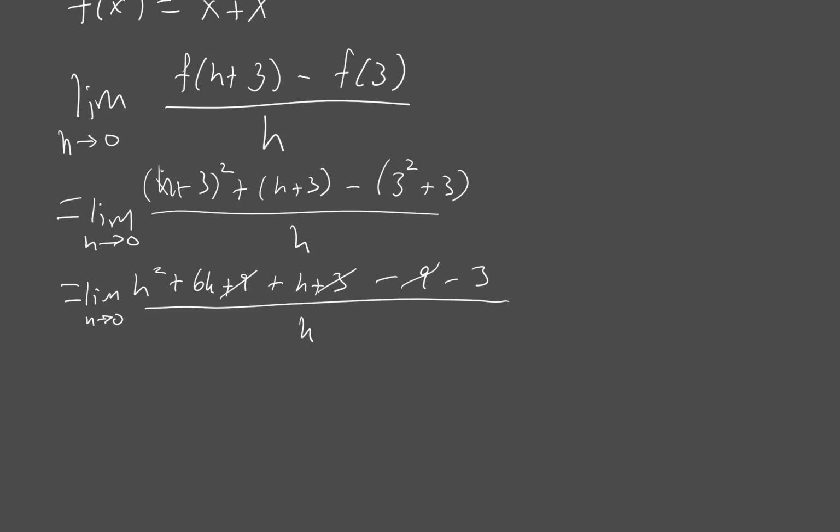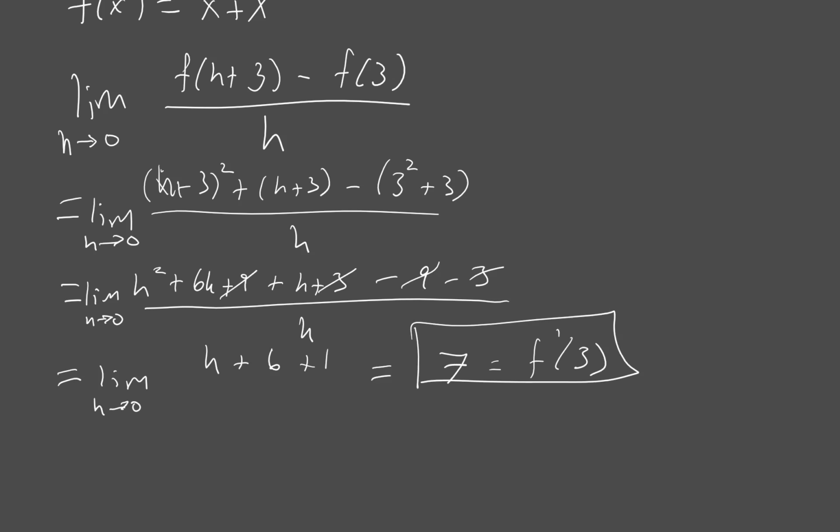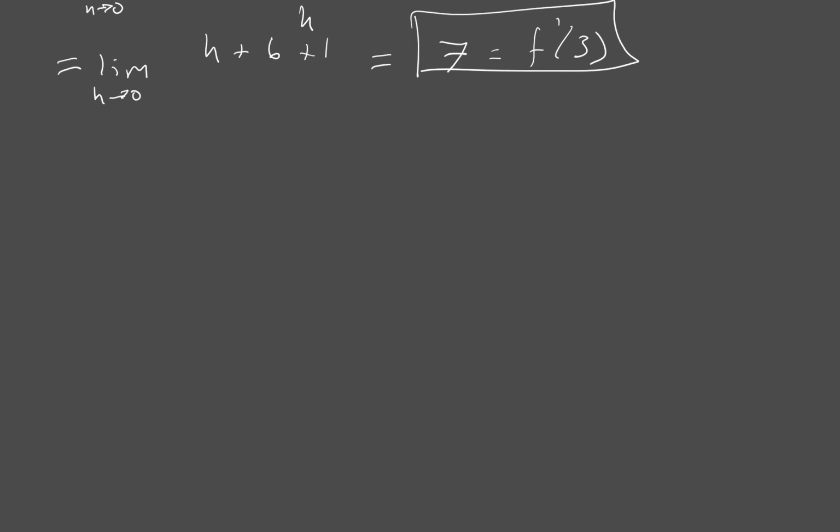That 9 and that 3 cancel, and I've got an h in a bunch of these terms. So that's the limit as h goes to 0. If I cancel out h, I get h plus 6 plus 1. So that will be 7. That's the derivative of f at 3. This is f prime at 3. Okay. So geometrically, what that means is the slope is positive and it's fairly steep at the point 3.